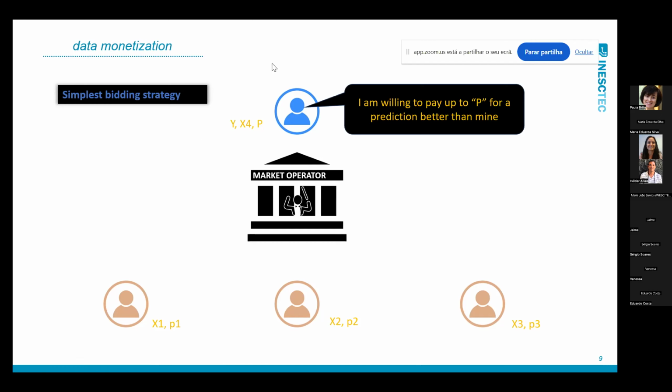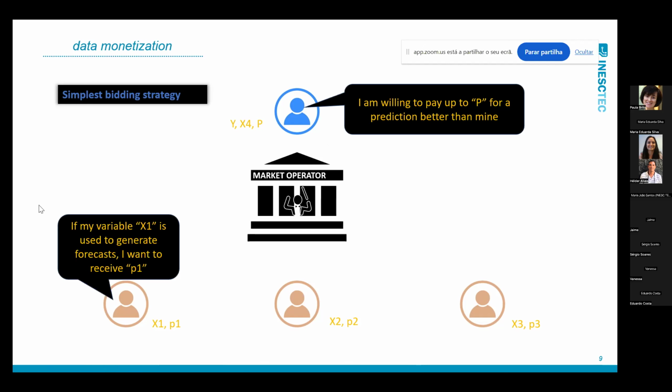And this budget P can be a budget per timestamp, for example. For each timestamp, he is able to pay up to P. We also have the data sellers, whose rationale is: if my variable x1 is used to generate forecasts, then I want to receive this value P1. And this value should reflect at least the cost of sharing the data, so the infrastructure to collect the data and share it with this structure, the data market platform.